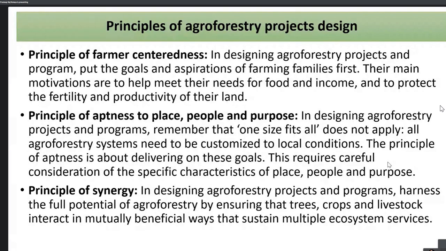Farmers are the main focus. We have to focus on the farmers first. In designing agroforestry projects and programs, put the goals and aspirations of the farming family first. The main motivations are to help them meet their needs for food and incomes and to protect the fertility and productivity of their land. So when we establish an agroforestry project, we focus on the farmers only. Farmers come first. And the second principle is the principle of aptness to place, people and purpose.